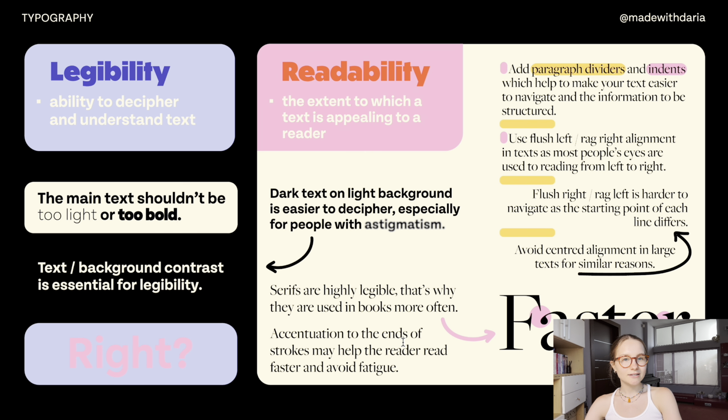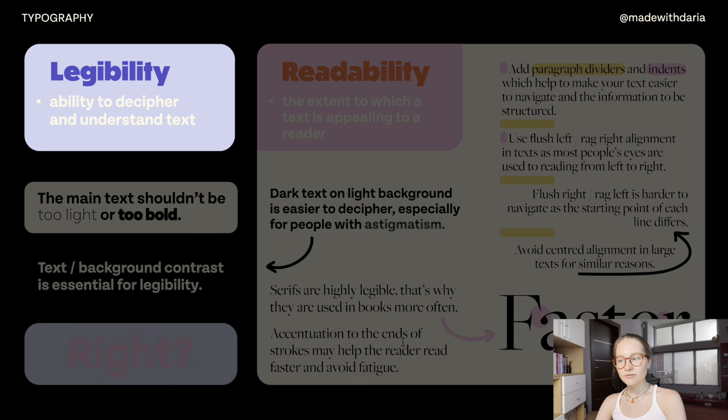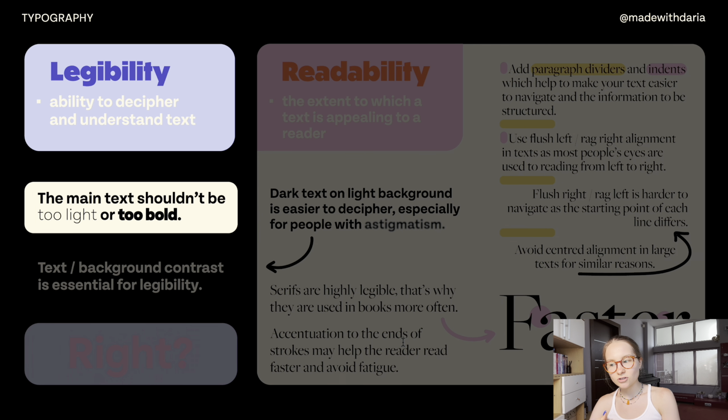Now we're moving on to more functional attributes of typography. Legibility refers to the ability to decipher and understand the text. Are you actually able to see it and read it and understand the information? The main text shouldn't be too light or too bold. If it's too light, sometimes you cannot even see the letters, and sometimes too light text is not even printable on posters. Too bold text, again, is really hard to read. Blocks of text look too saturated to the eye, so it's completely illegible.